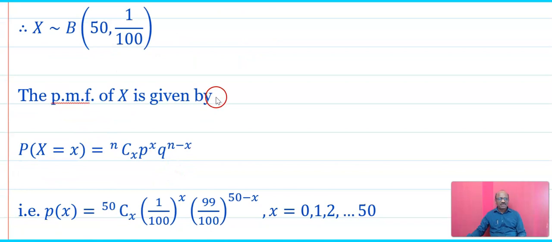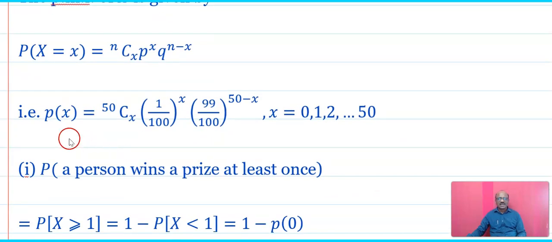The PMF of X is given by P of capital X equals nCx, p raised to x, q raised to n minus x. P of x is equal to 50Cx, substituting the values of p and q: 1 by 100 raised to x, 99 upon 100 raised to 50 minus x. The values of X are 0, 1, 2, up to 50.